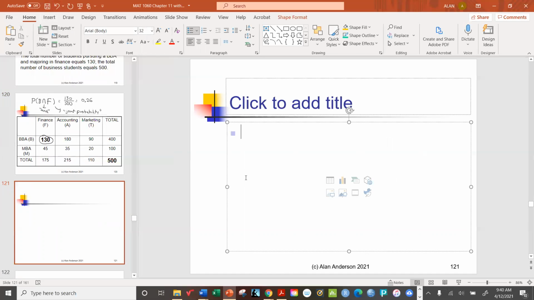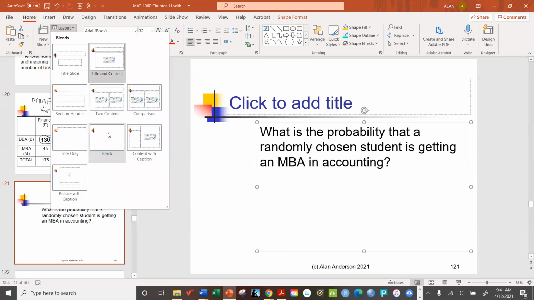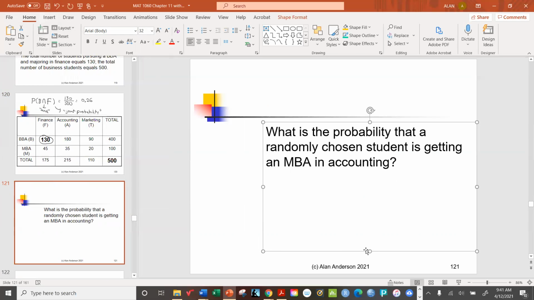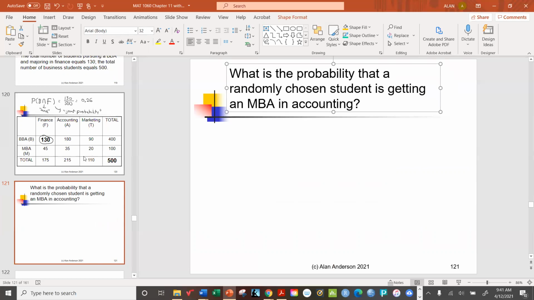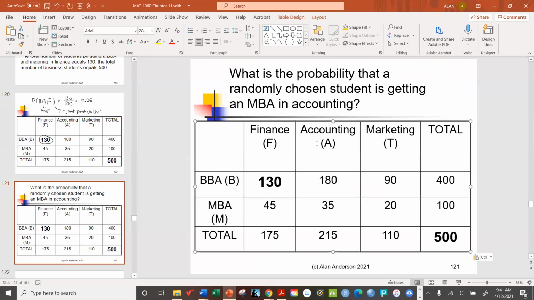Hold on one second, and I'll bring back the table. What is the probability that a randomly chosen student is getting an MBA in accounting? Actually, if I do this carefully, I just might be able to sneak the table onto this slide. Hold on one second. I think I can pull this off. Space is always a problem when you're dealing with these slides, but let me try this. That could not have worked out any more conveniently, except that this is no longer bold-faced because that's not what we're looking for.